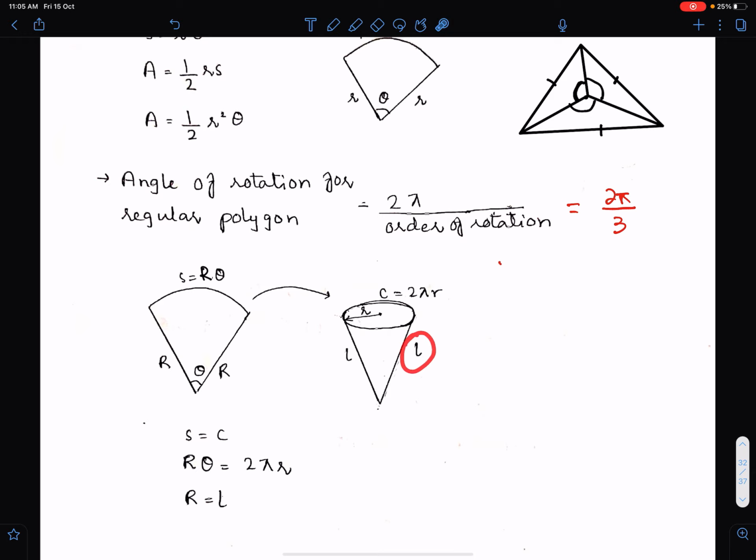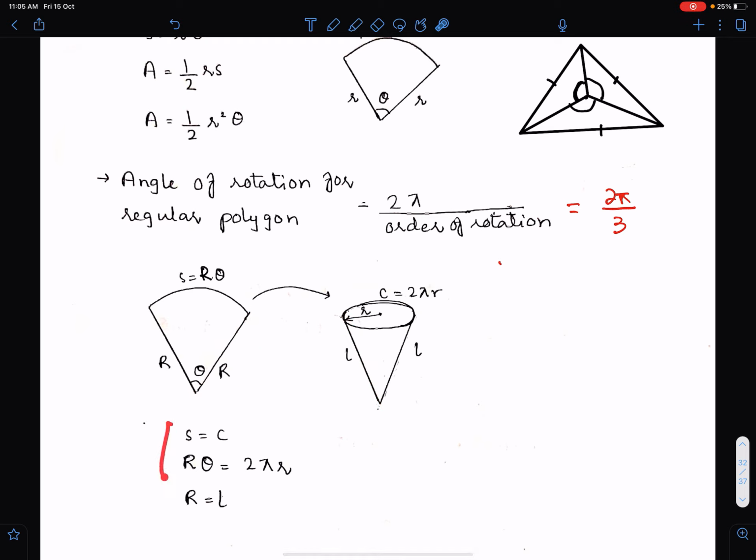This is the slant height of the cone, and this is the radius of the sector, and this is the arc length. S is equal to r theta, and this is the circumference of the cone. So arc length converts into the circumference, like S is equal to C. Therefore r theta is equal to 2 pi r, and this radius of the sector converts into the slant height of the cone. So this r is equal to L.